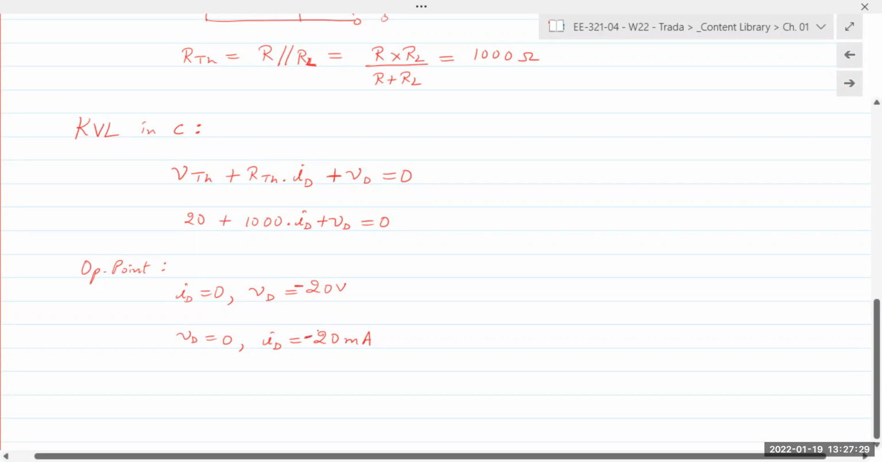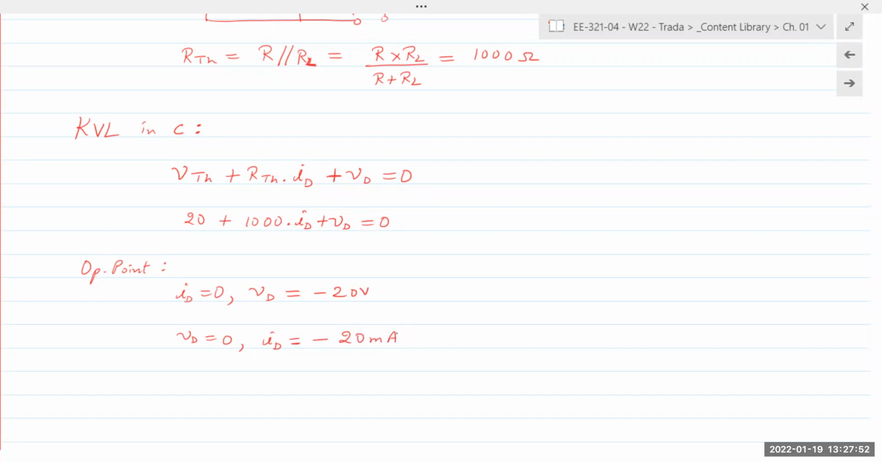I was just answering Jonathan that yes, you have to take into account, and I didn't take it into account. Minus 20 volts and minus 20 milliamps. So there, we took it into account. I have it in my notes, I just didn't write it here.